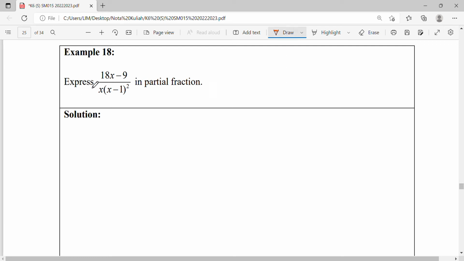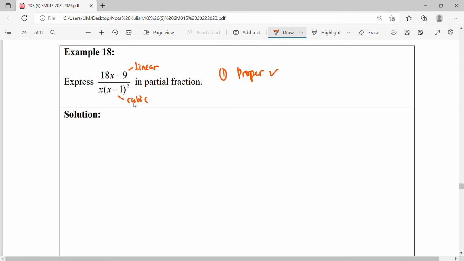So for this example, we're going to express the fraction into its partial fraction. For the first step, we check for proper or not. As we can see, the numerator is linear. And when we expand the denominator, here is square. Expand with the x here, it will be x to the power of 3, so it will come to cubic. So linear is always smaller than cubic in terms of the power. So this fraction is proper.